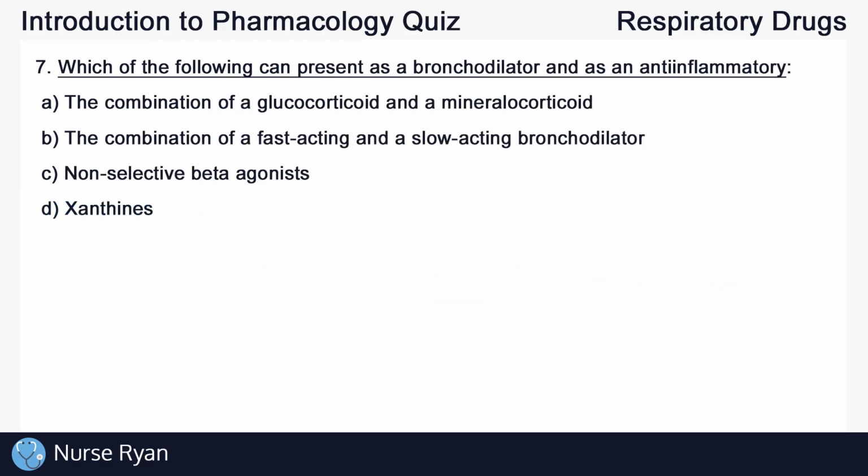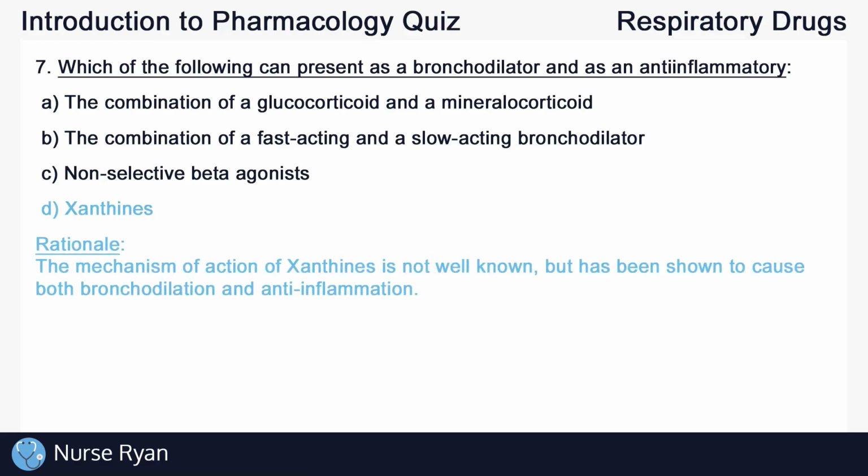Question number 7. Which of the following can present as a bronchodilator and as an anti-inflammatory? The answer here is D, xanthines. The mechanism of action of xanthines is not well known, but has been shown to cause both bronchodilation and anti-inflammation.